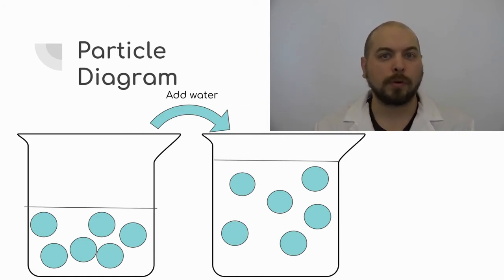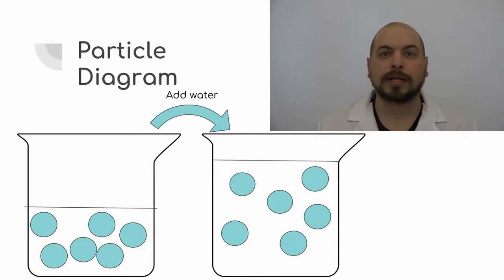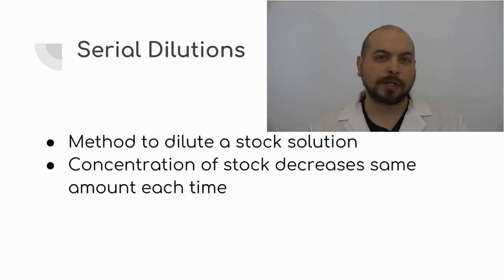Remember, molarity is moles per liter. So we haven't changed the number of moles, but we've changed the number of liters. We've increased it. That means our total molarity has now decreased, because we've increased the value of our denominator.